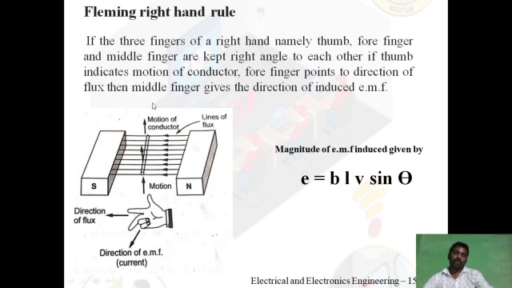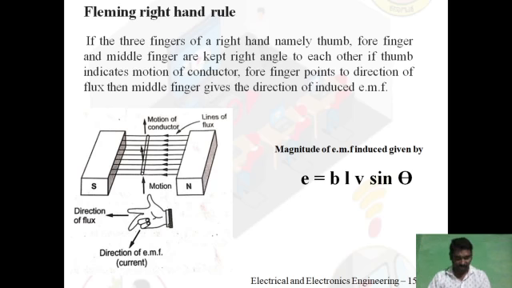Up till now we have seen how AC voltage is generated and how it is converted into DC voltage, and what the amount of EMF induced is. Again, it depends on the rate of change of flux or the amount of flux cut by the conductor. And what is the direction of EMF induced? It is given by Fleming's right hand rule.